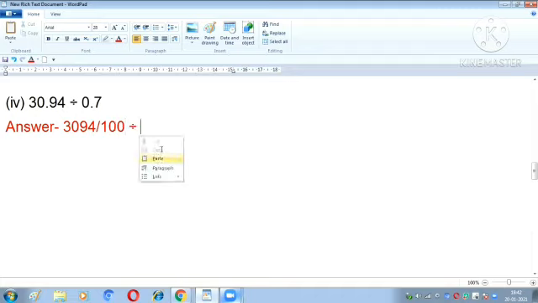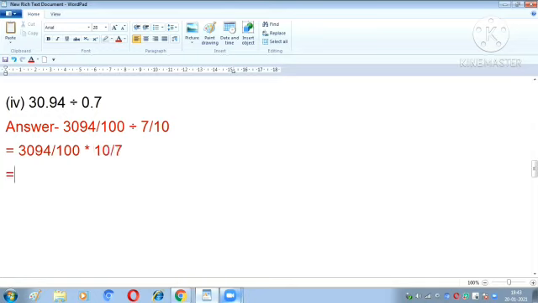divided by 0.7 will change to 7 upon 10. Okay. So now this divide sign will change to multiply sign. So 3094 upon 100 multiplied by the reciprocal of 7 upon 10, which is 10 upon 7.